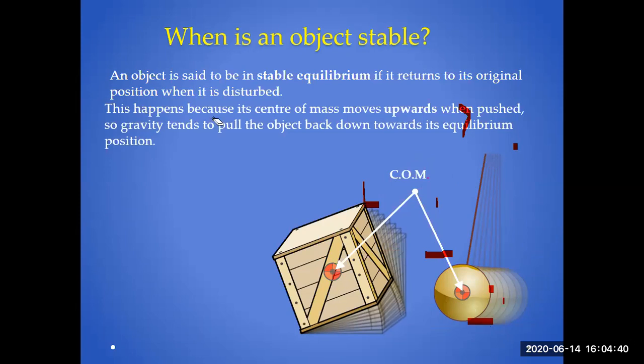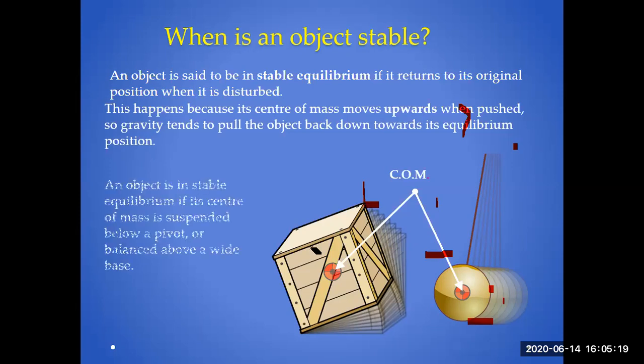Now this happens because the center of mass moves up when you push against gravity. So gravity tends to pull the object back down, towards its equilibrium position. This is the center of mass. Here is the point where gravitational force is acting. If you raise it from the surface of the earth, this gravitational force will act on this point and will tend to move it again to the same state. This type of equilibrium is called stable equilibrium. This type of equilibrium is called neutral equilibrium, where the CG of a body is not raised nor lowered.